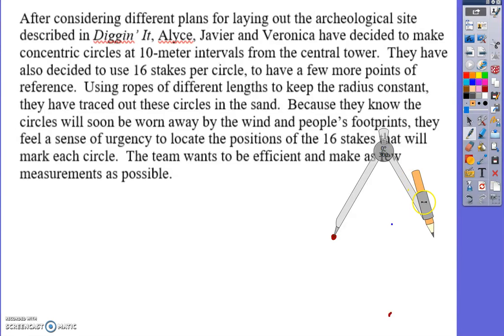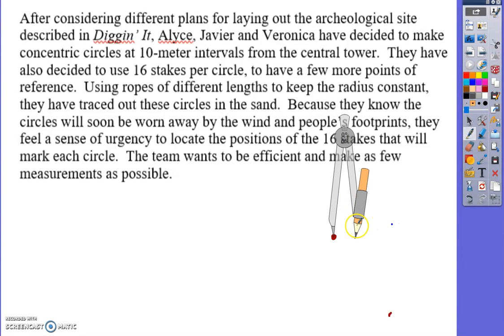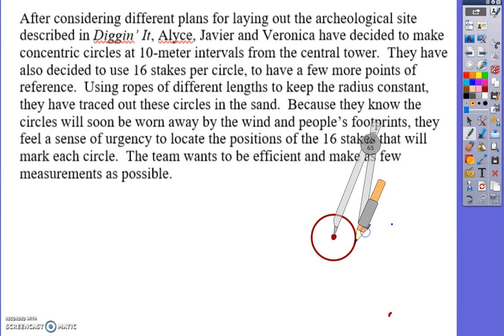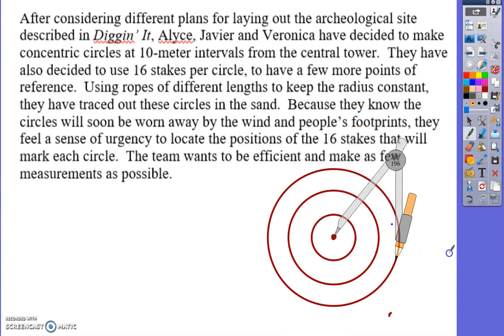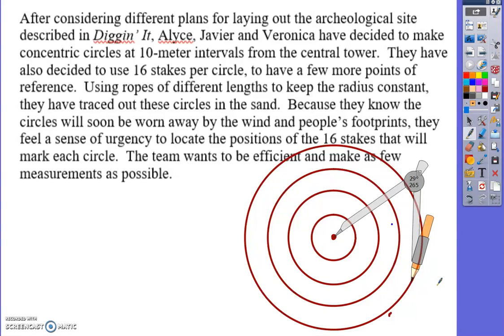And so there's our center. And so they're using 10-meter intervals. So there's one, and they're going out 10 meters from that, making another one, then 10 meters away from that, making another one, and they've already drawn all these circles. But they're worried that, because they've just traced them in the sand with a stick, the wind's going to come and everything's going to blow away. So they're really concerned about getting all the stakes placed, and they don't want to make measurements over and over again because it takes too long. So they're looking for an efficient way to get it done.